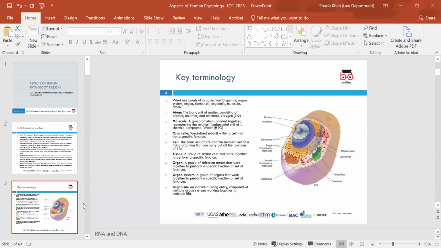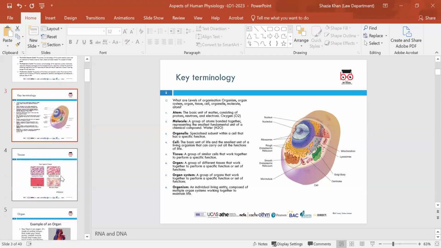Like we said, a molecule is a group of atoms, and an organelle is a specialized subunit within a cell that has a specific function. The cell is the basic unit of life. A tissue, like we mentioned, is a group of similar cells. An organ is a group of different tissues that work together to perform a task, maybe eating, maybe drinking. An organ system is how organs work together to perform a set of functions. And then the organism, which comprises multiple organ systems. This is the key terminology that we'll be using to look at human physiology learning outcome 1.